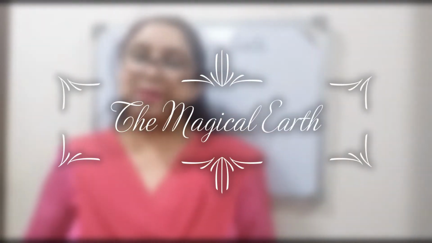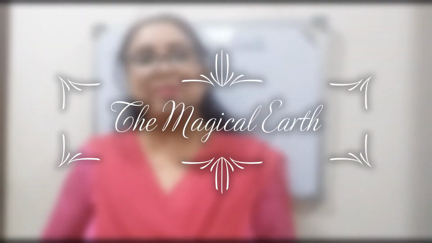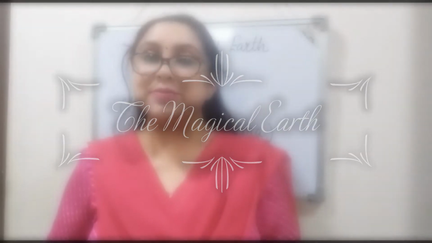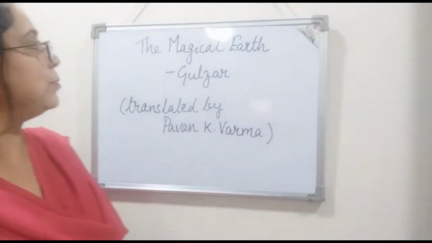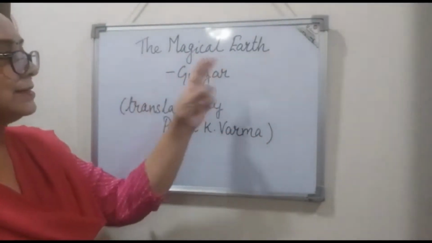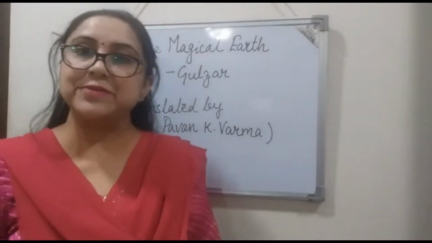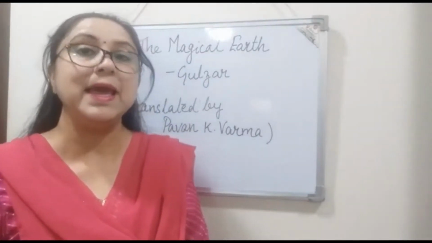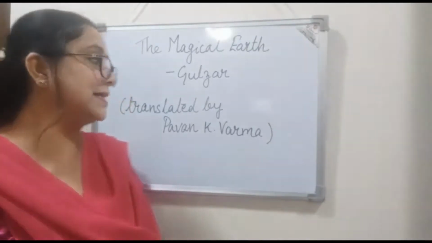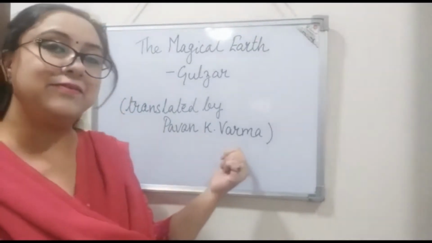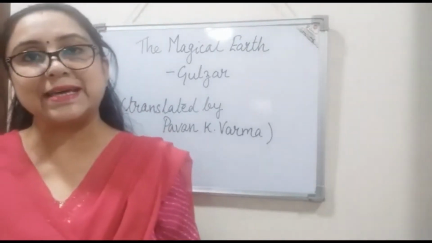And welcome everyone. In today's session, we will be reading a very interesting poem by the noted and eminent poet Gulzar, right? The name of the poem is The Magical Earth. Now this poem has been written by Gulzar in Hindi and it has been translated by Pawan K. Verma. So let's get started.